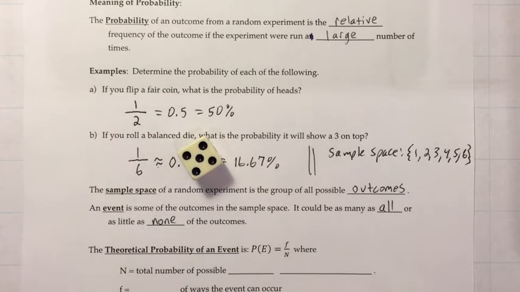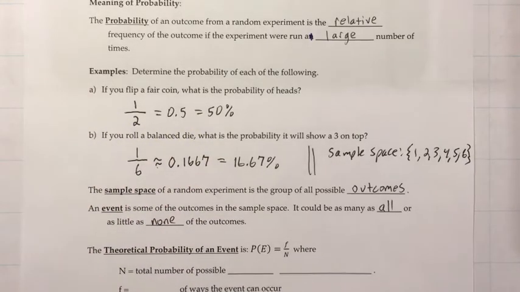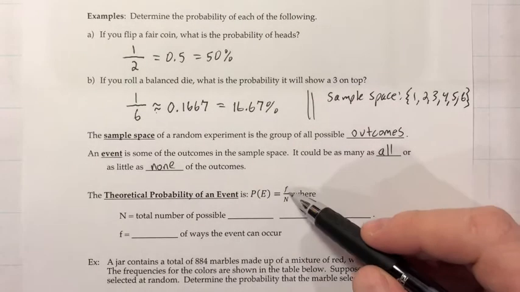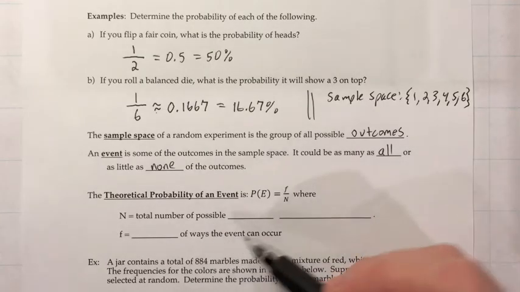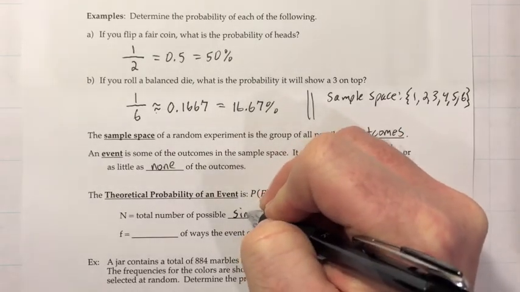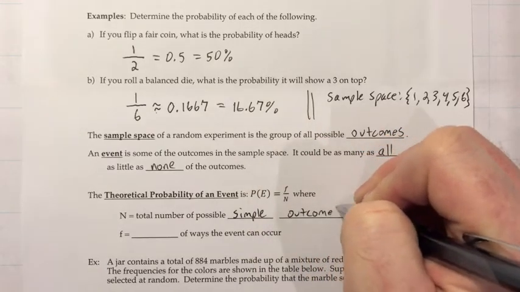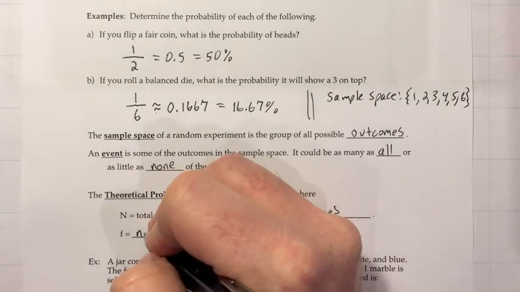So you could have 1 thing, 3 things, all the things, none of the things. Those would all be considered events. So what we've been doing here is calculating theoretical probabilities. That's one that applies when all of the possibilities are equally likely to occur. And when you do that, you think it through in fractions, f over n, where n is the total number of possible simple outcomes, and f is the number of ways the event can occur.